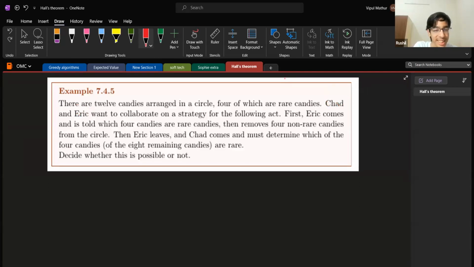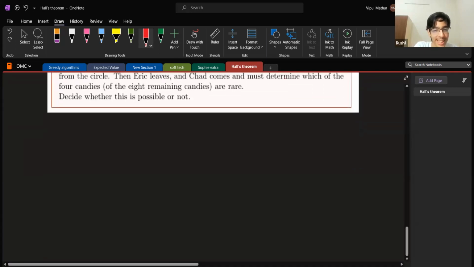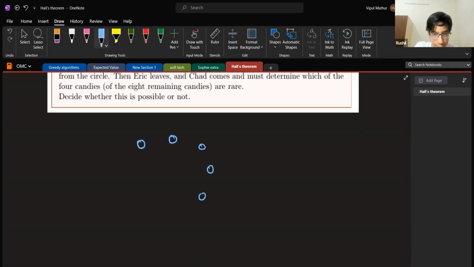So first, Eric comes and is told which four candies are rare candies. Then he removes four non-rare candies from the circle. Then he must determine... Okay. So the question is basically saying, you have 12 candies with you: 1, 2, 3, 4, 5, 6, 7, 8, 9, 10, 11, 12. And out of these, four of them are rare, like expensive or just not found a lot. And they're not consecutive.